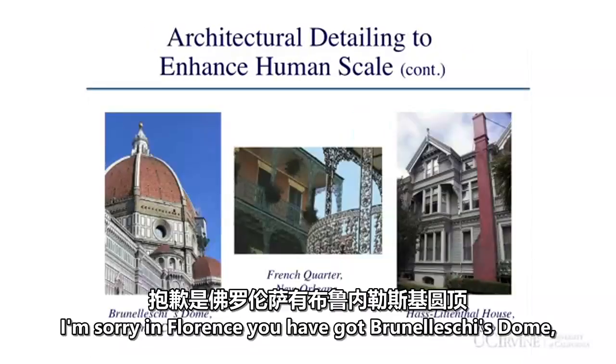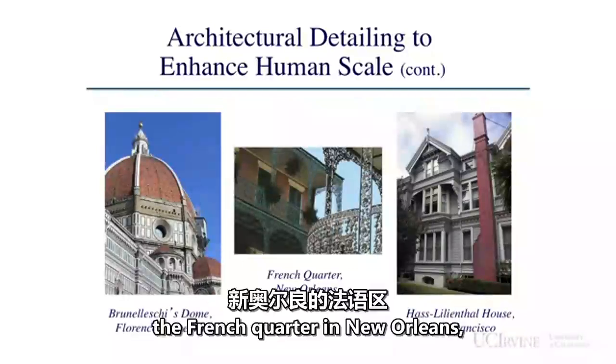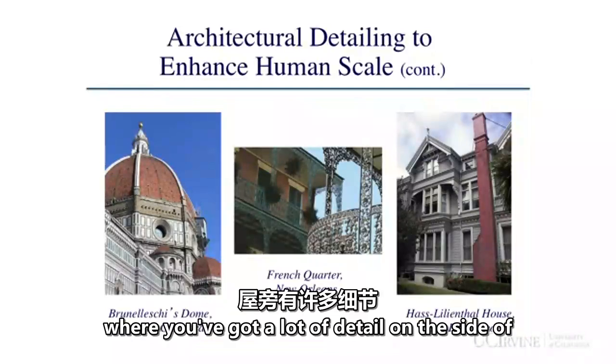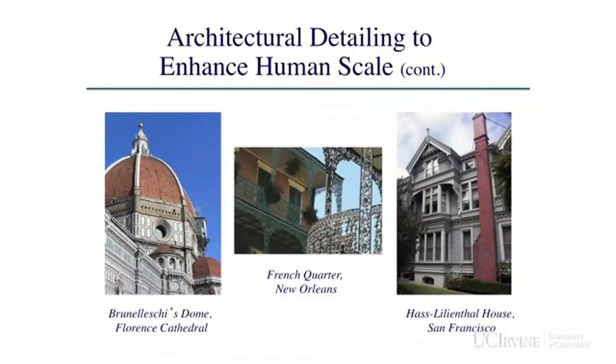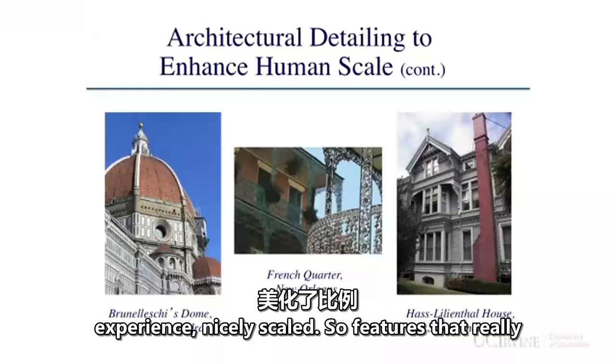Here in Florence, you've got Brunelleschi's Dome, with highly detailed architectural treatments; the French Quarter in New Orleans; and this row house in San Francisco, where you've got a lot of detail on the side of the house and the window dressings. All of that makes for a diverse visual experience, nicely scaled.